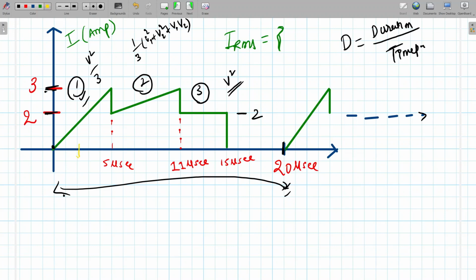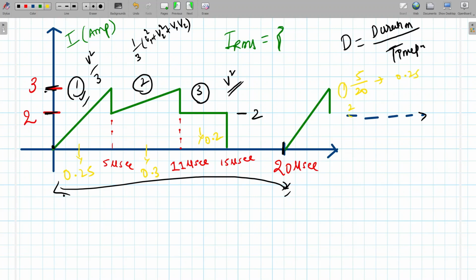Here the duty will be 0.25. What will be the duty for the second one? It will be 0.3, I think. And for the third one, what will be the duty? The duty will be 0.2. Everyone got this duty for all three waveforms? See, 5 by 20 for the first one, so it will be 0.25.